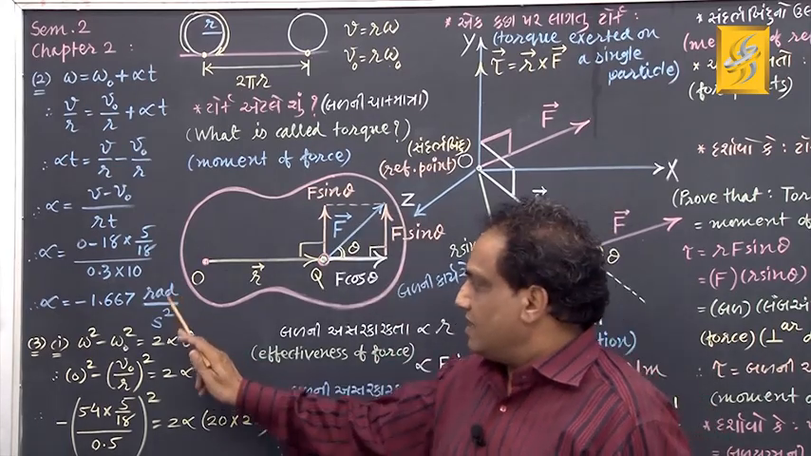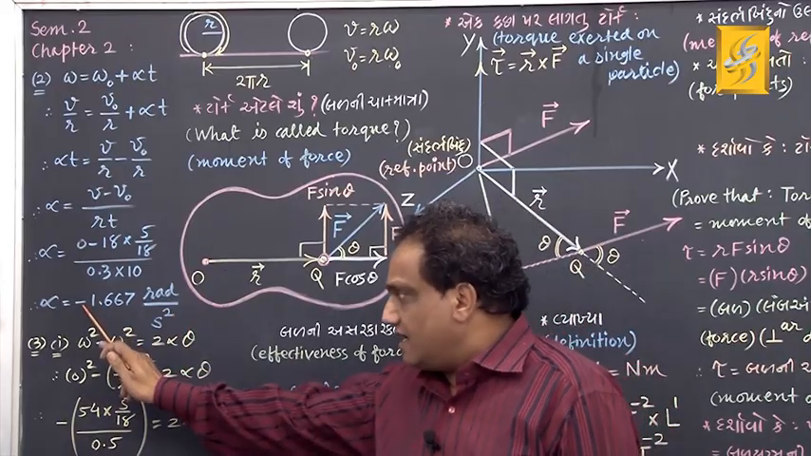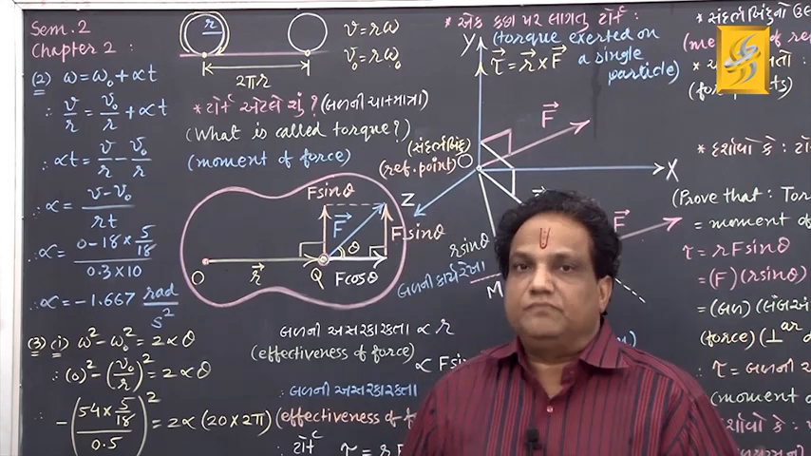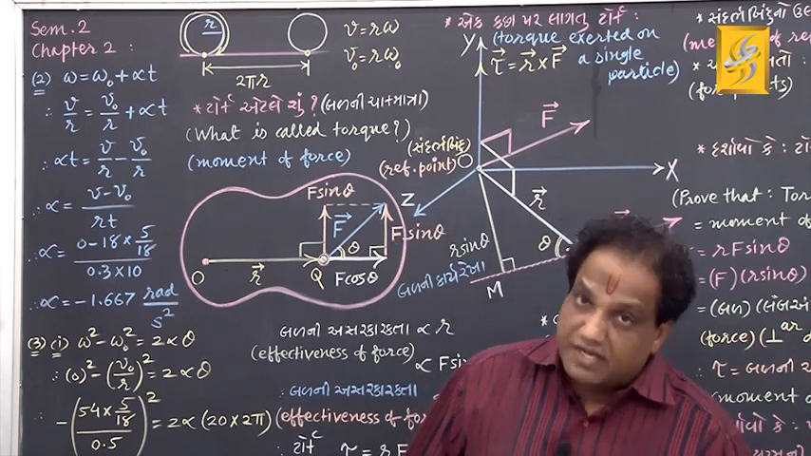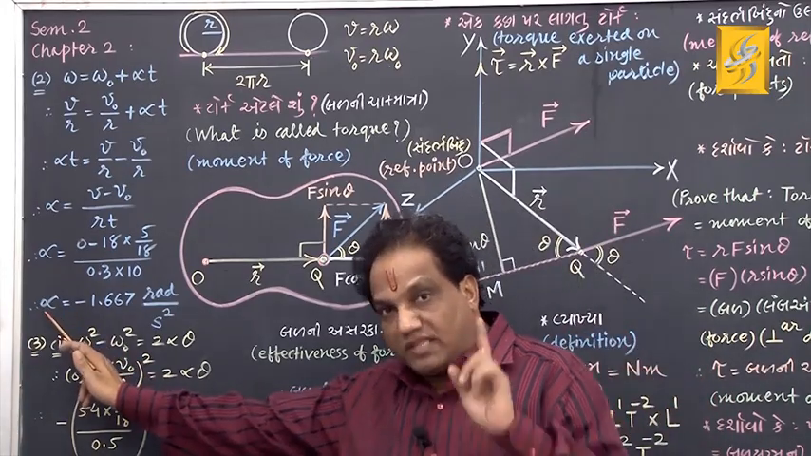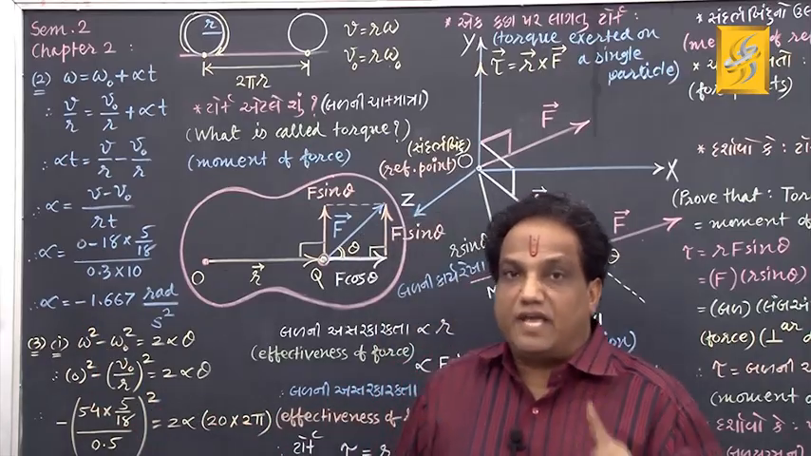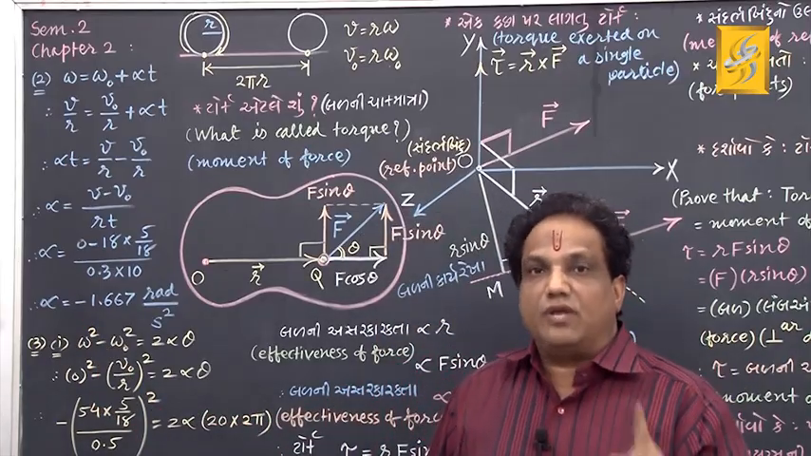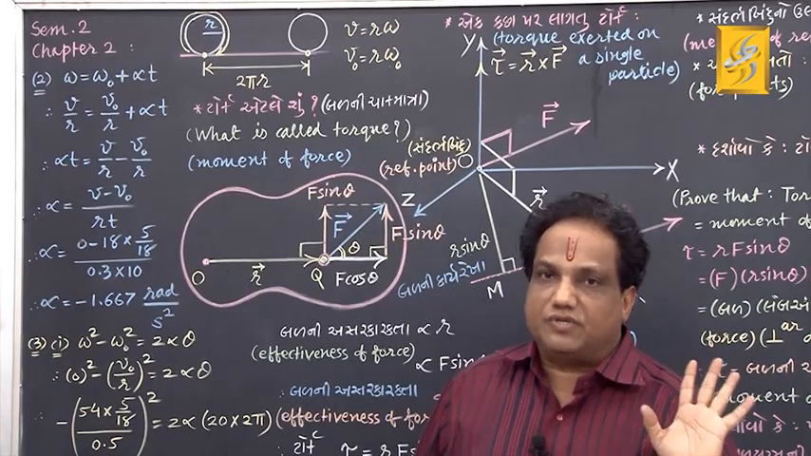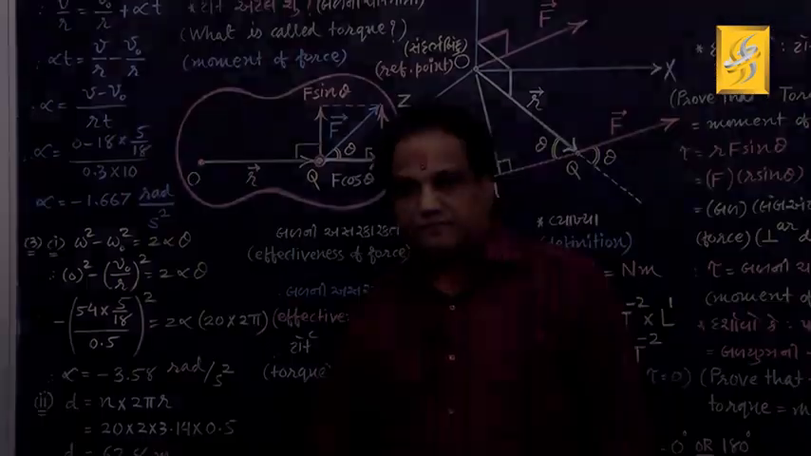radian per second square. Tell me, what does this negative sign indicate? It indicates that as time passes on, the angular velocity goes on decreasing. That is why the angular acceleration value mathematically comes out to be negative. In physics, we call it angular deceleration or angular retardation. Got it? Now, read the statement of sum number 3.